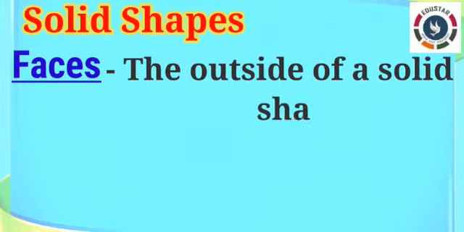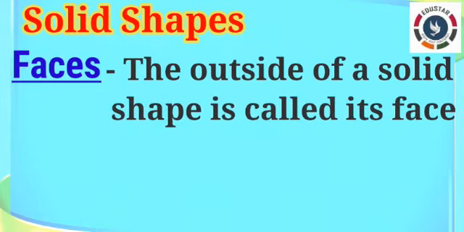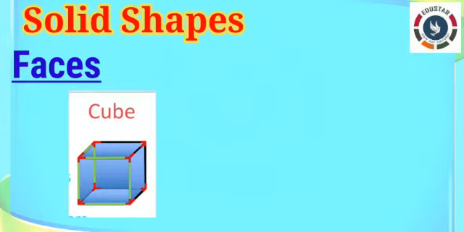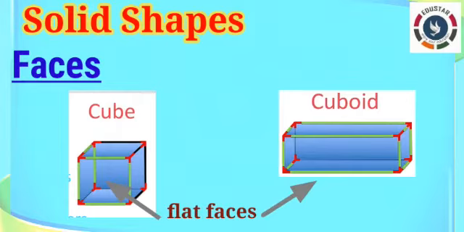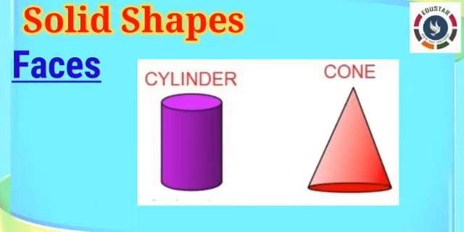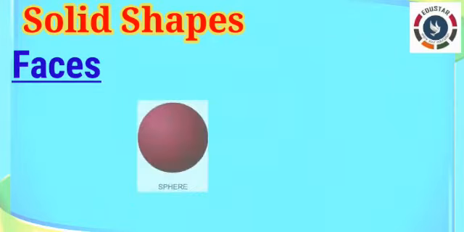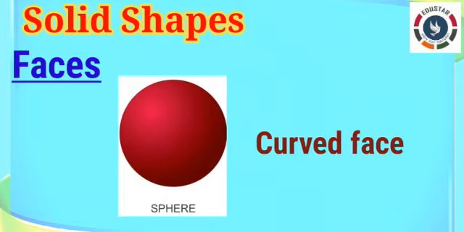First, faces. The outside of a solid shape is called its face. It may be flat or curved. Cube and cuboid contain flat faces. Cylinder and cone contain both flat and curved faces. Sphere contains a curved face alone.